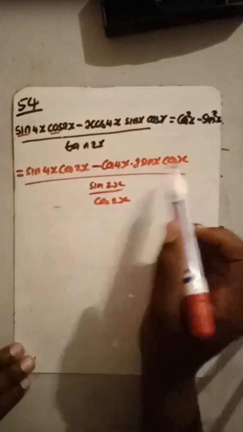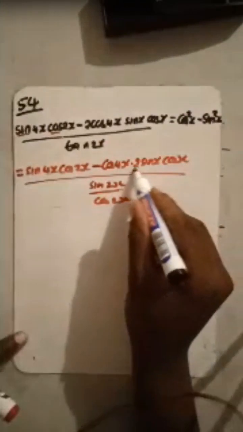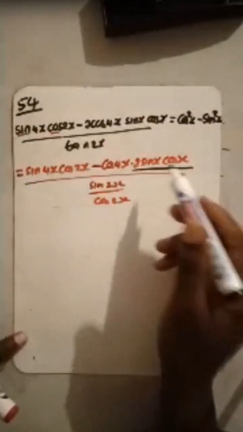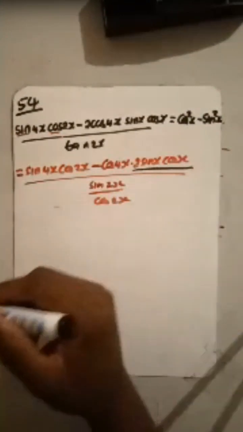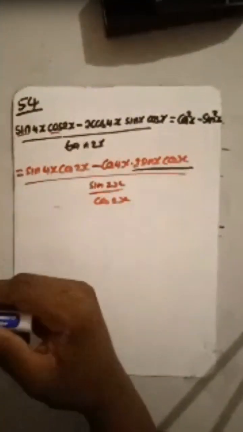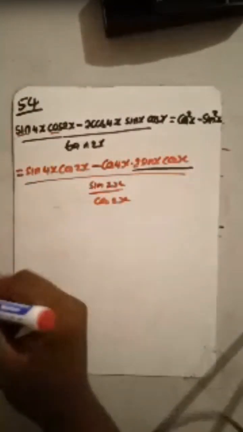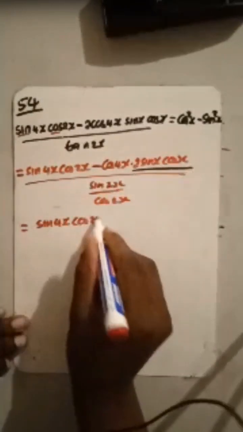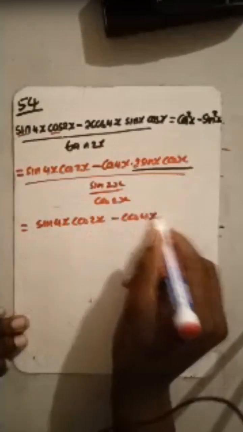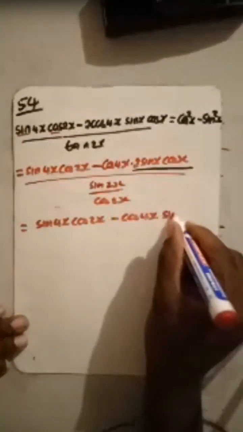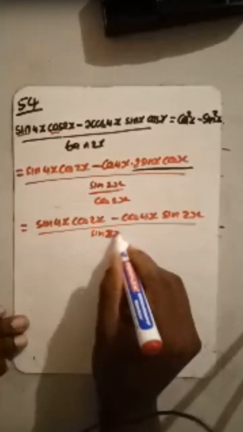Right? But if we actually check on this part that I'm underlining in black, 2 sine x cos x, it is from a double angle. It is from a double angle. So what does it mean? It means simply, this is going to be sine 4x cos 2x minus cos 4x. And that one is from what? That is from sine. So this is going to be sine 2x over cos 2x.